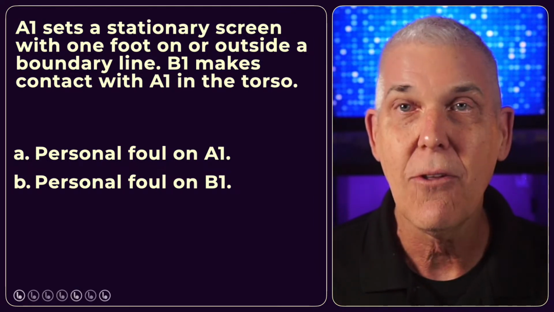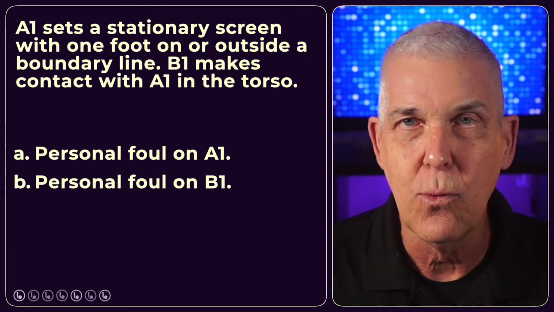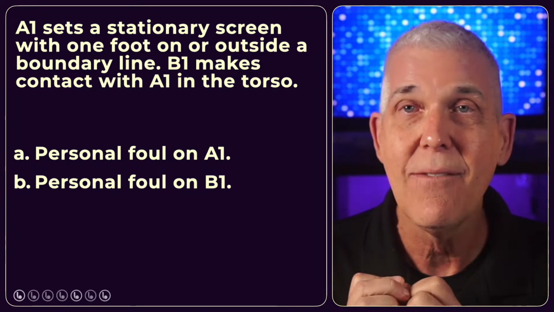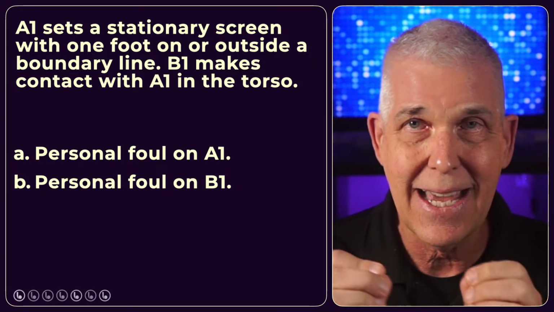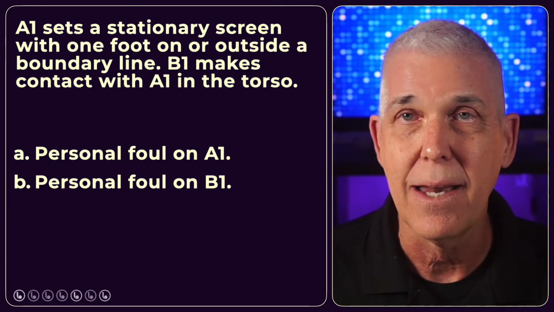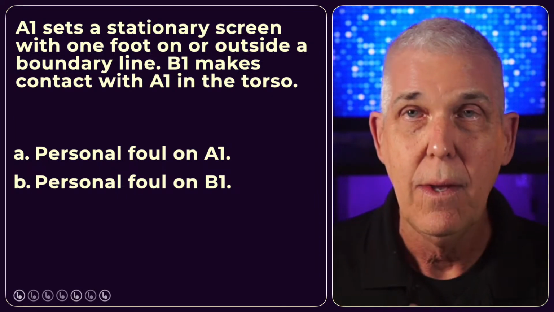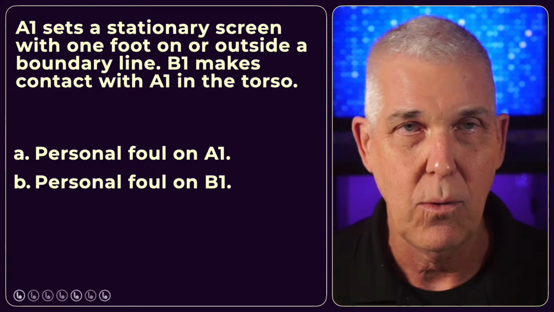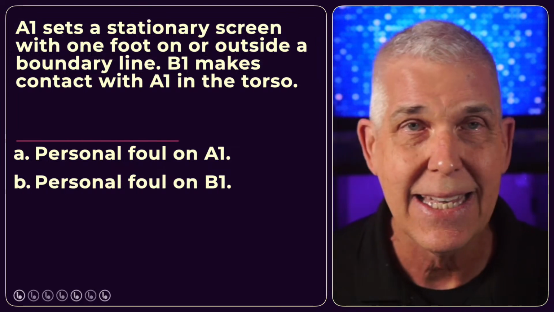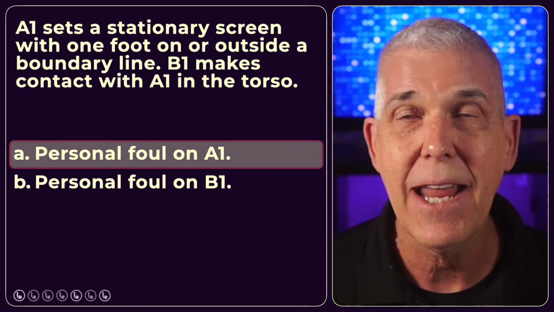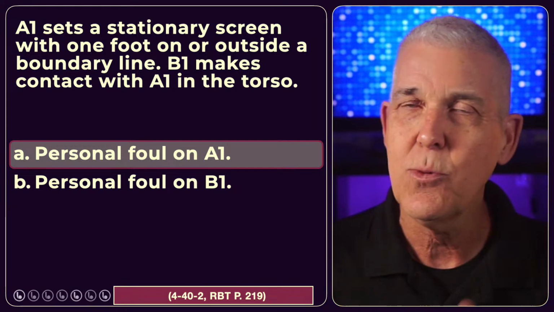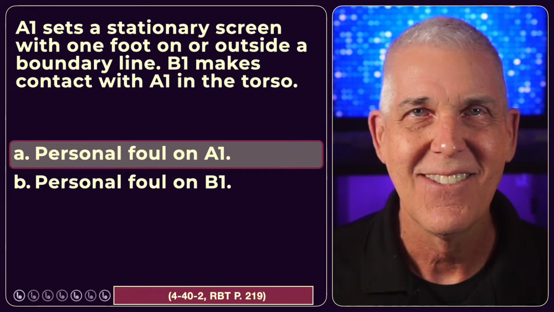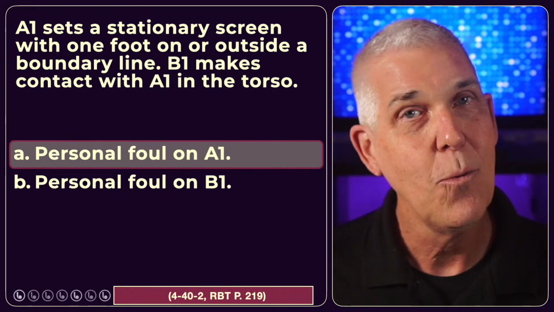A1 sets the screen. Is the screen legal by rule? Because this player is standing out of bounds. They have out of bounds status because they are contacting the boundary line. They are out of bounds by rule. Screening while out of bounds is a foul. So our correct answer here is personal foul on A1. If we were in the bonus, we would... No. Team control foul. Yes, if we're setting a screen. Well, we would assume.